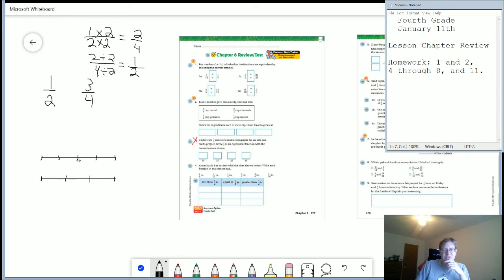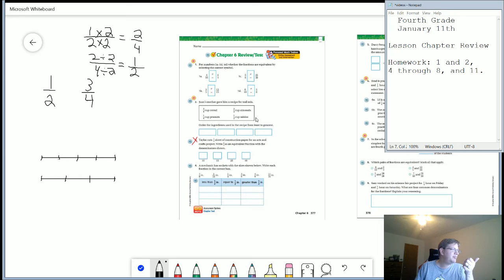And then I can also use this and say that that would be 2 parts out of 4. So I could also use that. And then if I want to compare, let's say I want to do 2/3 and 2/4, and I want to compare those two fractions, I can go ahead and use this to do that comparison.